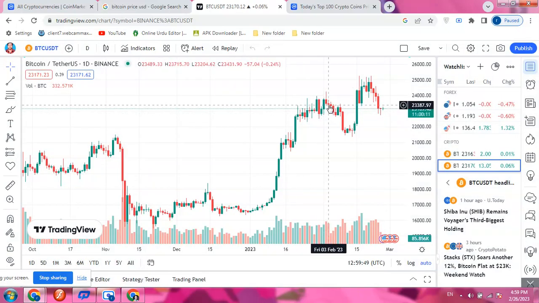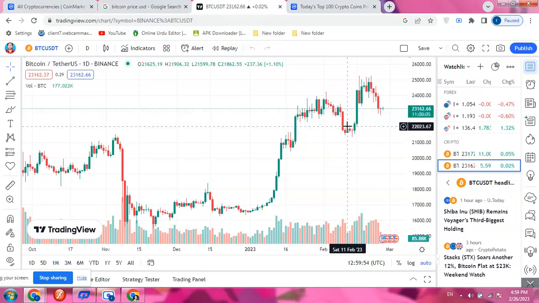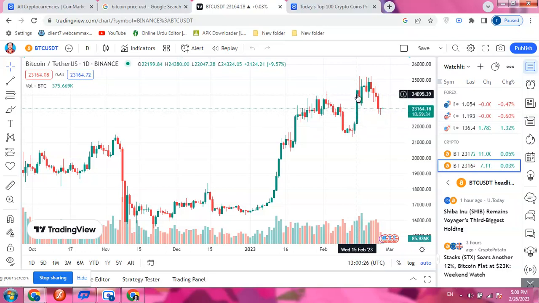Okay, the candle is down. 11 Feb, 12 Feb, and 14 Feb 2023. The candle price 21,074, 21,745.75, and the candle line is up, the biggest candle in this graph.